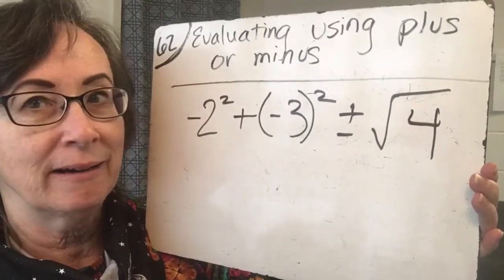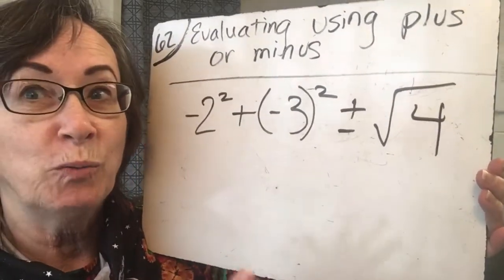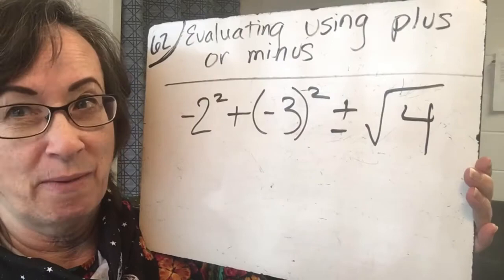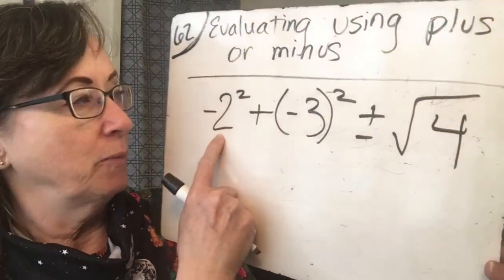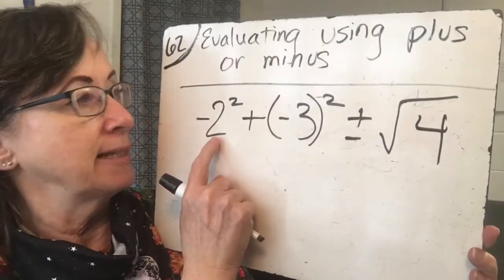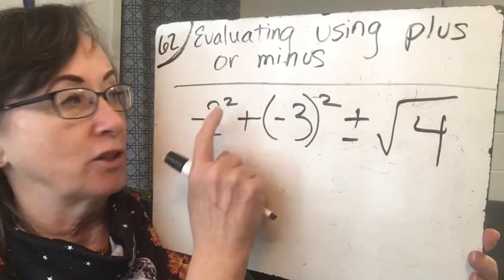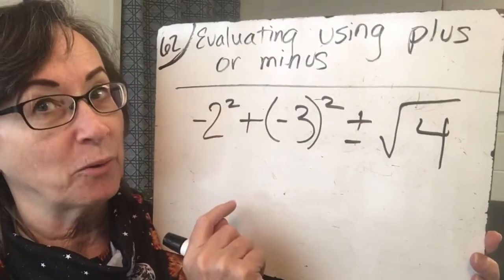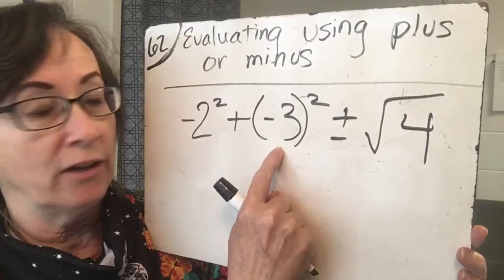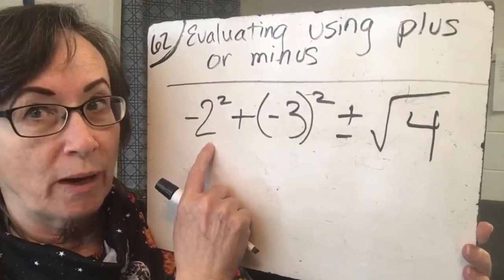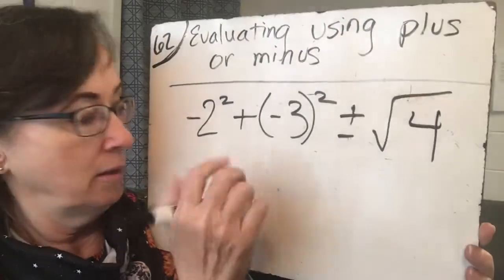Okay, so here is our last example before we start our practice problems. Now, how would we evaluate this mess? First of all, we're going to start here. Order of operations says that I have to square first. The square only applies to the number or the variable right in front of it. There's no parenthesis here like there is over here. So it's going to be 2 squared, which is 4, and then a negative 4.